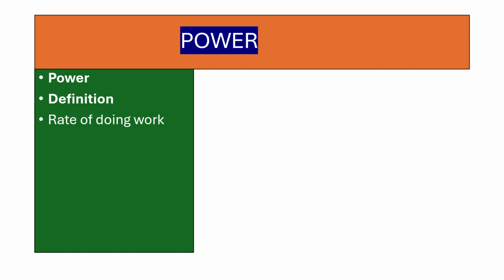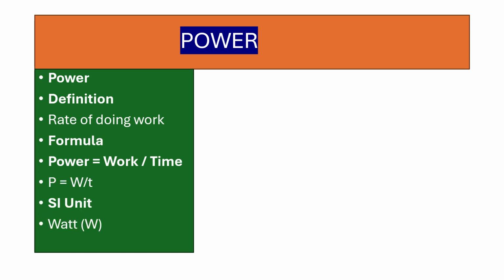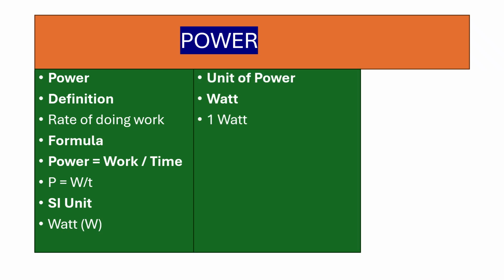Now the next topic is power. What is power exactly? It is the rate of doing work. And what is the formula? Rate of doing work means work upon time, W upon T. What is the unit? The unit is watt, which is denoted by capital W. Unit of power, again repeating it, is watt.